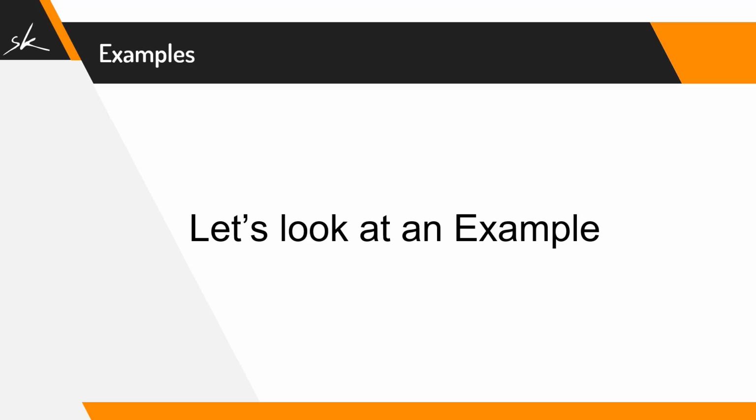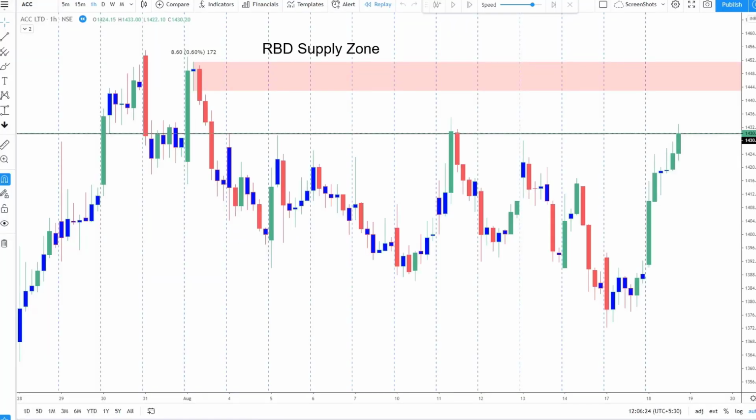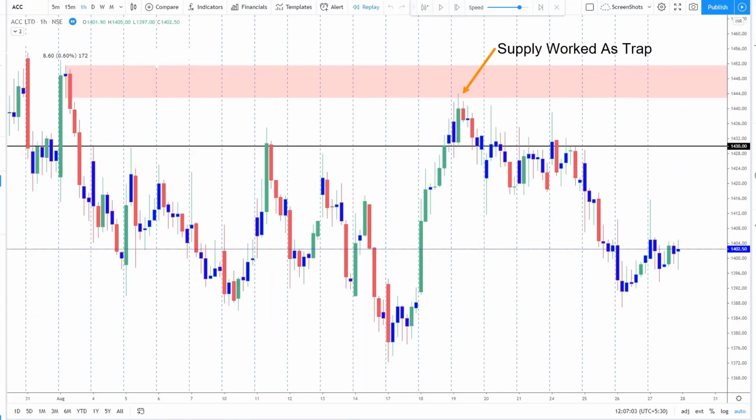Let's look at an example. On the chart, we have a rally base drop supply zone which is just above an area of resistance. At the break of this resistance, people who follow conventional technical analysis will start buying due to breakout, thereby making two novice mistakes. 1. Buying after a rally in price, which means buying at an expensive price, and 2. Buying in an area where in history chart has proven to us that supply exceeded demand. The supply zone worked as a trap.